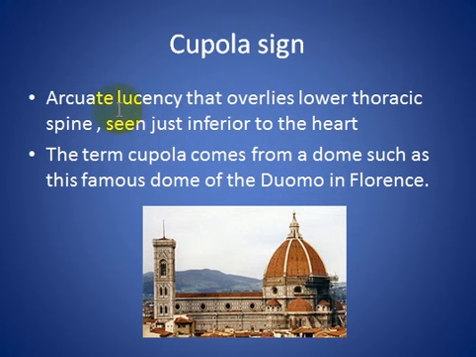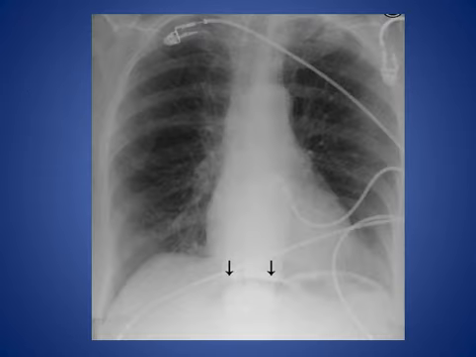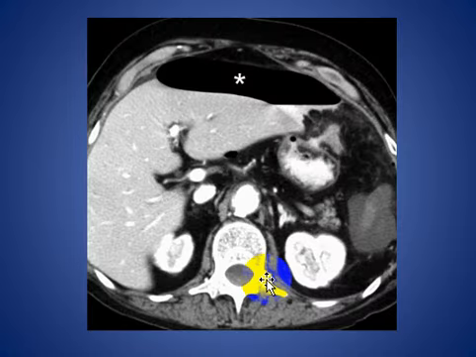Cupola sign, it is arcuate lucency that overlies the lower thoracic spine, seen just inferior to the heart. The term cupola comes from the dome, such as of this famous dome. As we see in this patient, there is lucency overlying the dorsal spine, and it is below the heart, and this is a cupola sign.